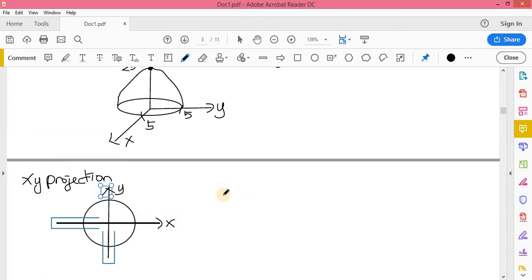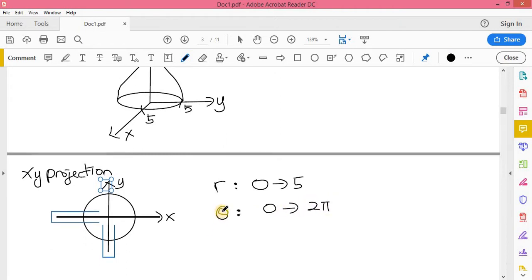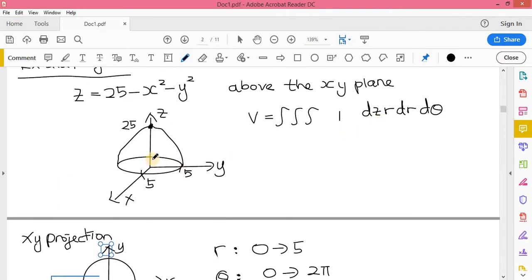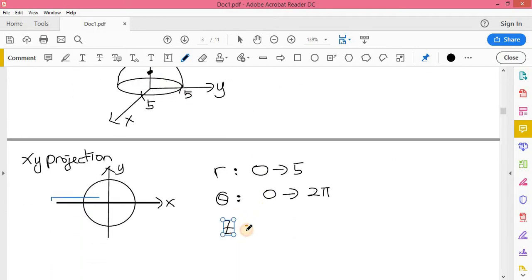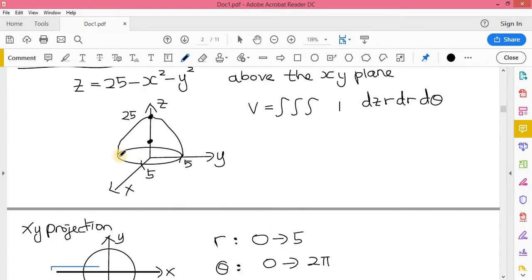Since this is a complete circle, your r interval will be from 0 up to the radius of the circle, 5, and your theta will be from 0 up to 2 pi. Next, you have to define the interval for z. Assume yourself inside this 3D structure, and when you look down, you see a flat surface at height z equals to 0. So your z will be from 0 up to what? Up to this surface, which is the surface of the paraboloid, and its equation is represented by this one.